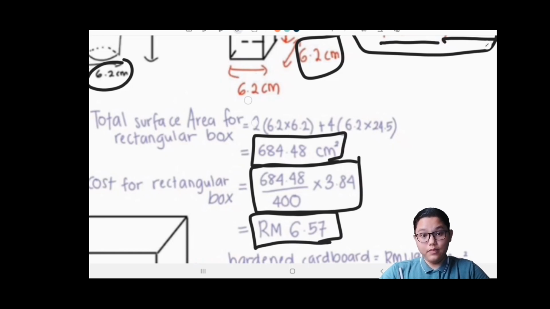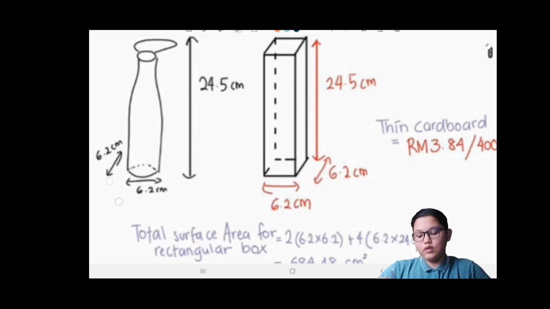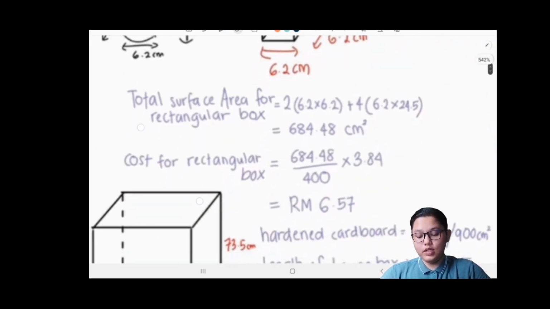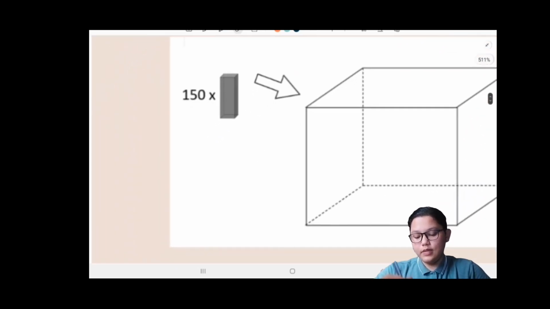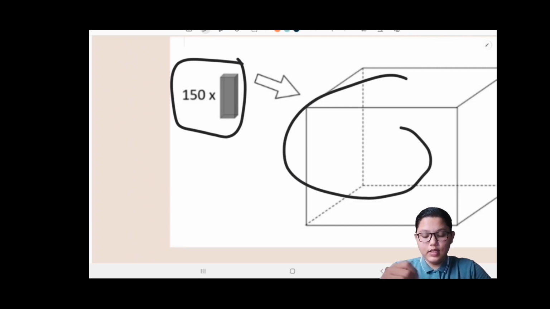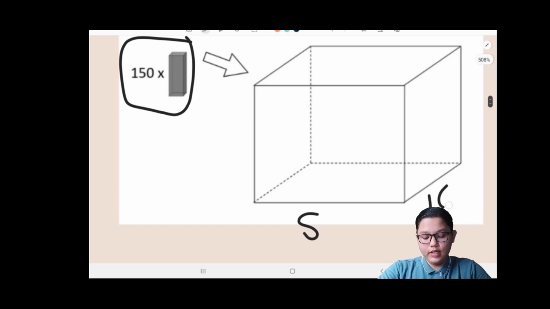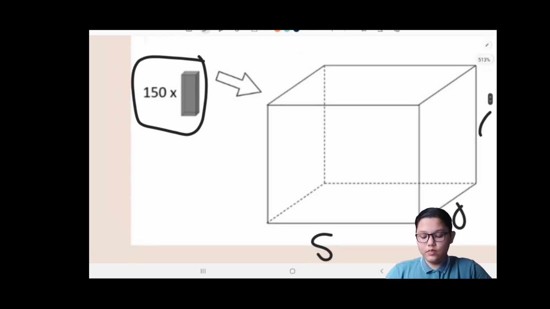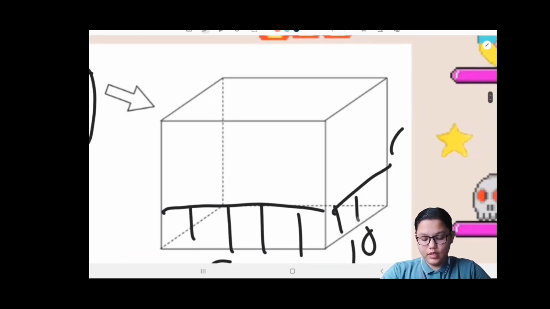Now for the second part of the problem, we need to find the cost for the large box. 150 of the Ambipure air freshener is inserted inside the large box. By the measurement of 5 by 10 by 3, which means there are 5 Ambipure here, 10 Ambipure here, and stacked by 3.